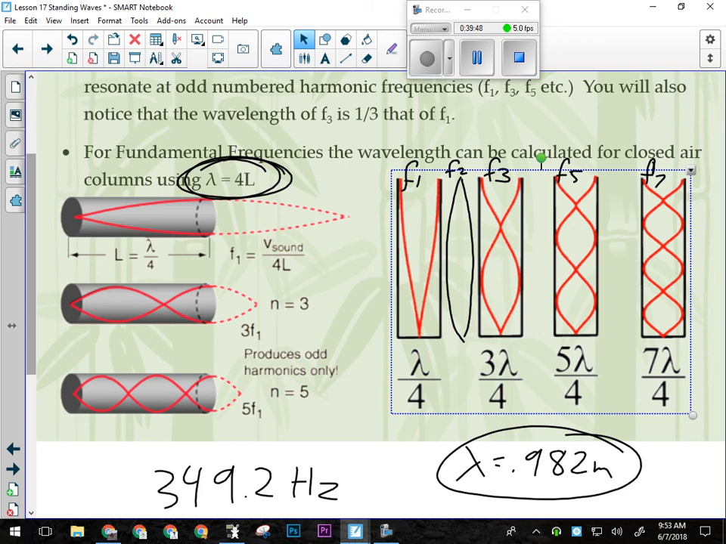Okay, I think I will go over open air columns tomorrow. Okay, I don't really have time to get into open air columns today before the bell's going to go. So we'll leave it at that.